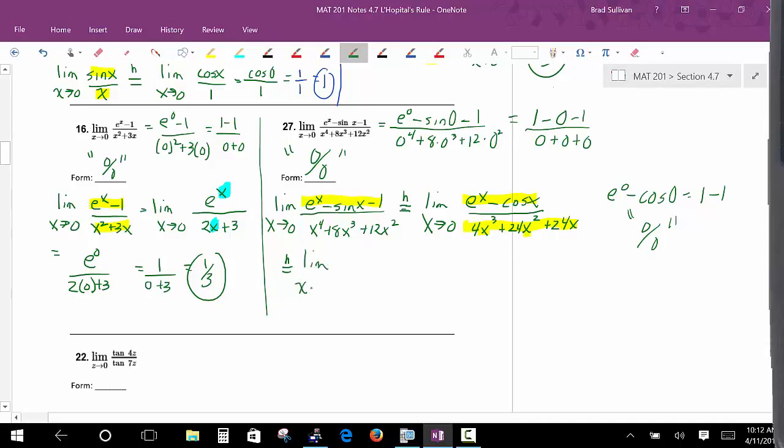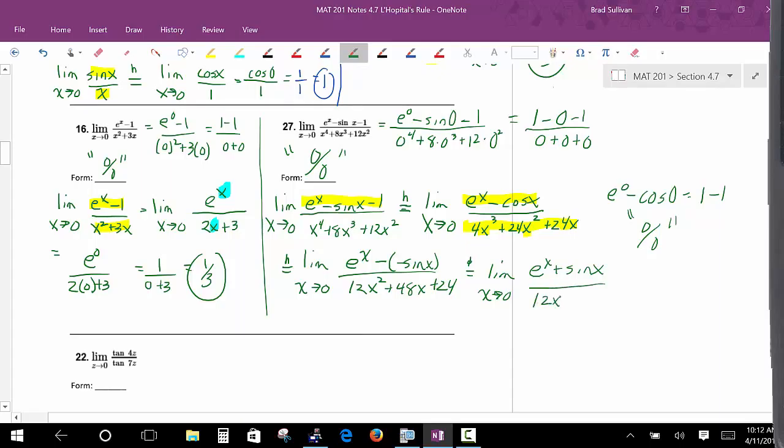Okay, so we're going to have, what's going to be the derivative of e to the x minus cosine x? Okay, good, plus. Now remember, you have minus negative sine x. Okay, now the denominator is going to be 12x to the second plus 48x plus 24. So that's going to give us the limit as x goes to 0 of e to the x plus sine x over 12x squared plus 48x plus 24.